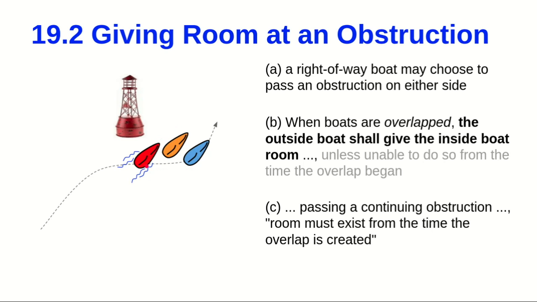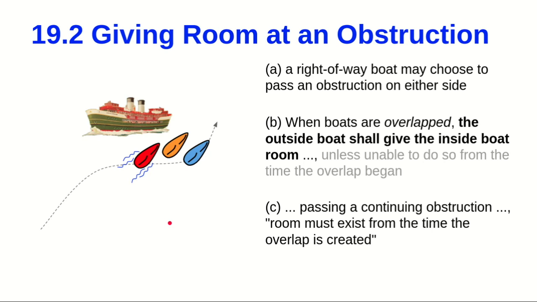So from the moment that overlap began, they could give her room. Red is due room at this obstruction. What about now? If the obstruction, rather than being a bit of harbour hardware, is an island? Well, when passing a continuing obstruction, room must exist from the time the overlap was created. So in this case, when red sticks a nose in, she's not entitled to room at this obstruction because the room didn't exist when she created the overlap.